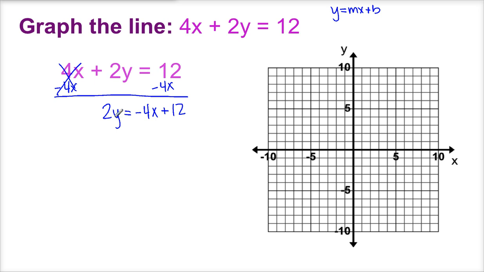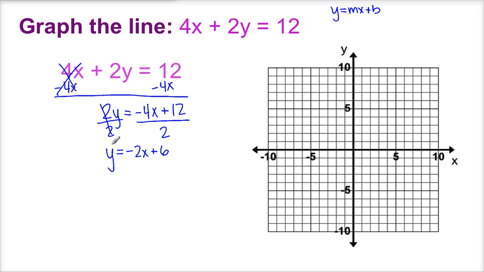Okay, I've almost got y by itself, but there's still this 2 being multiplied by it, so I need to divide this into two groups. So do the same on this side. 2 divided by 2 is 1, so there's 1y. And then I need to do negative 4 divided by 2. That's a negative 2x. And 12 divided by 2 is 6, so a positive 6.